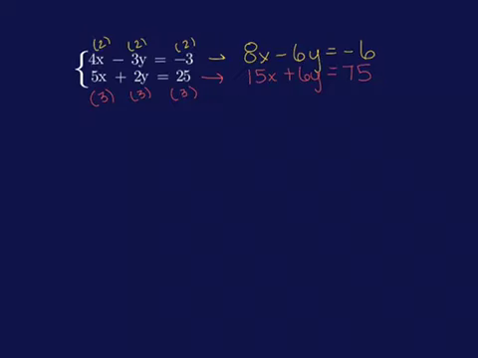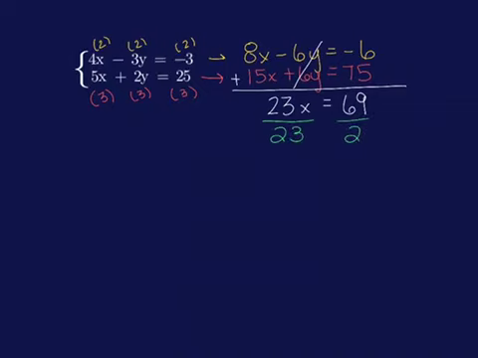Now I can go ahead and add those two equations together, so you'll notice my negative 6y and my positive 6y will cancel each other out. So we have 23x is equal to 69. We'll go ahead and divide both sides by 23.